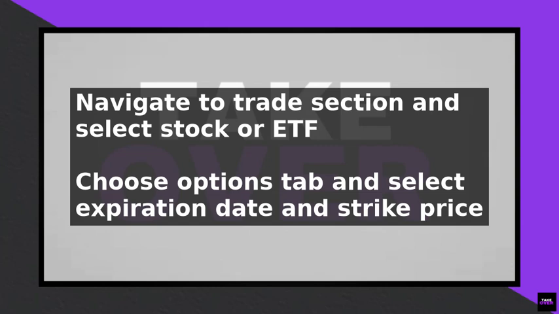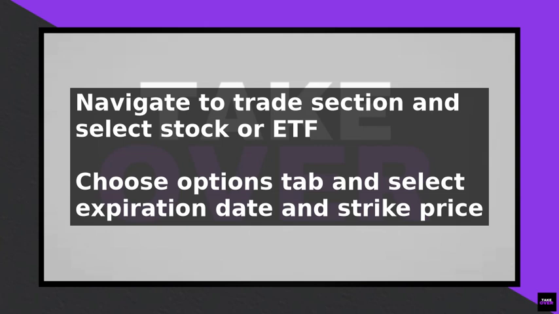Next, choose the type of option you want to buy, either a call option or a put option. A call option gives you the right to buy the underlying asset at the strike price, while a put option gives you the right to sell the underlying asset at the strike price.